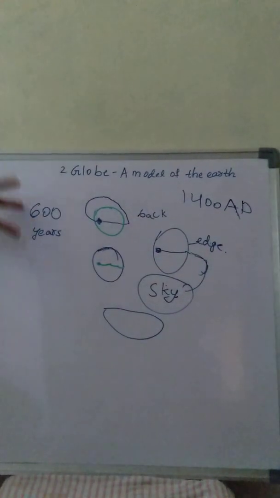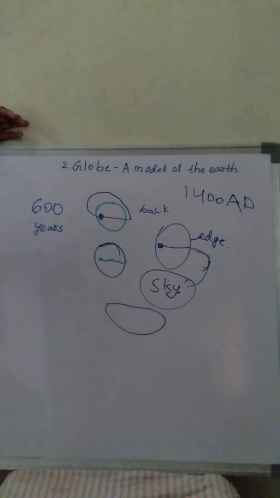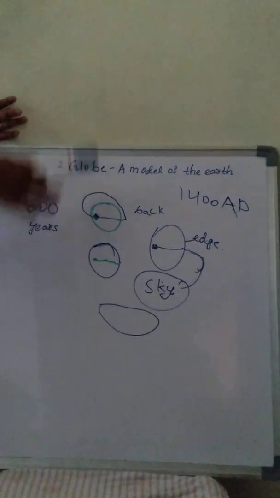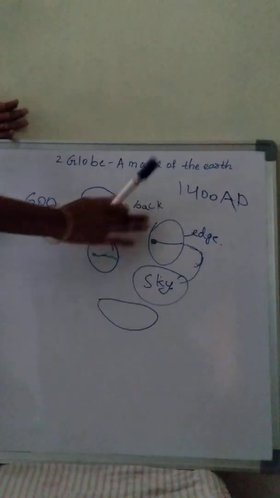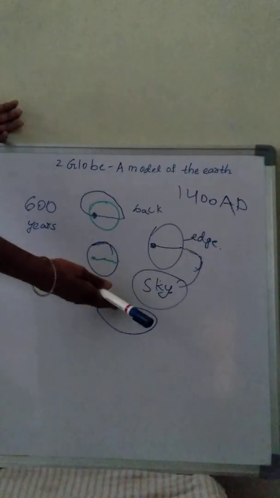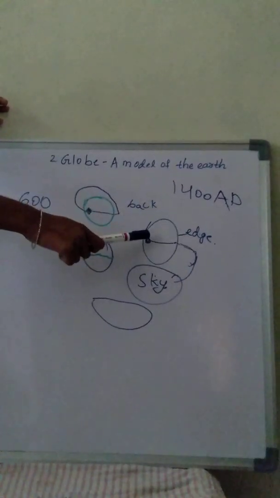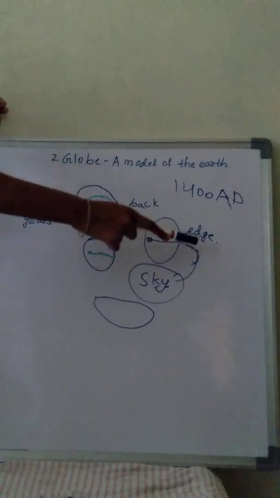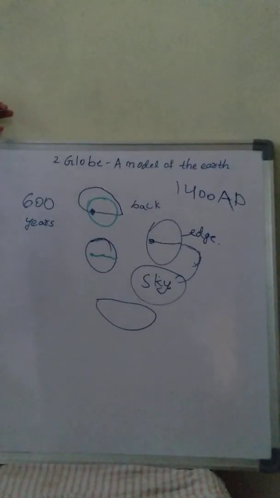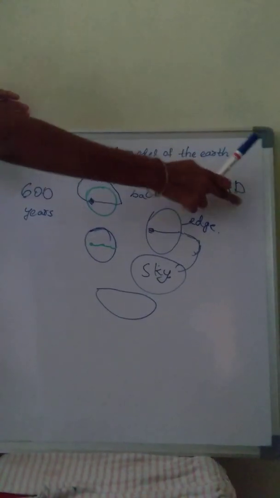Once more, let's revise what we have discussed. Long ago, people believed the earth is not a round shape; it is a flat shape. If you travel in one direction only, you may fall down into the sky. And the scientists from 1400 AD discussed this.